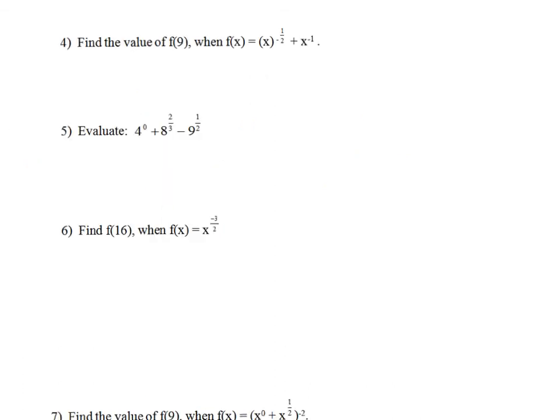Let's go ahead to exercise 4 where we see some function notation. We want to find f of 9 when f of x is equal to x to the minus 1/2 plus x to the negative 1. So substituting 9 for x, I really just want to evaluate 9 to the negative 1/2 plus 9 to the negative 1.